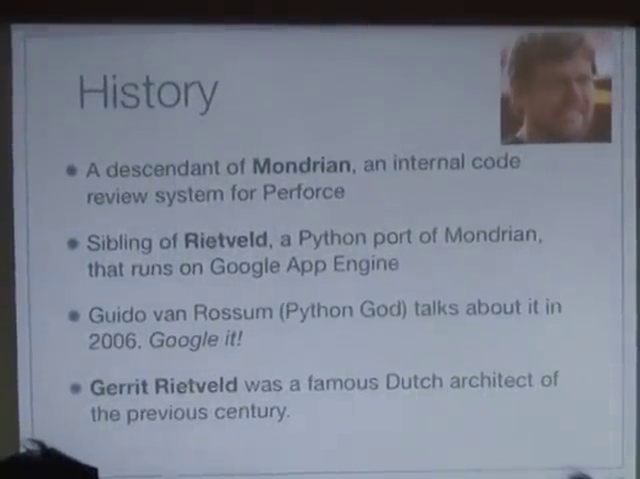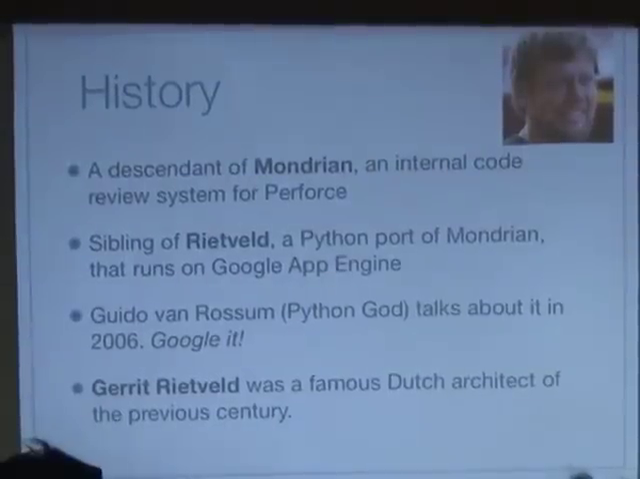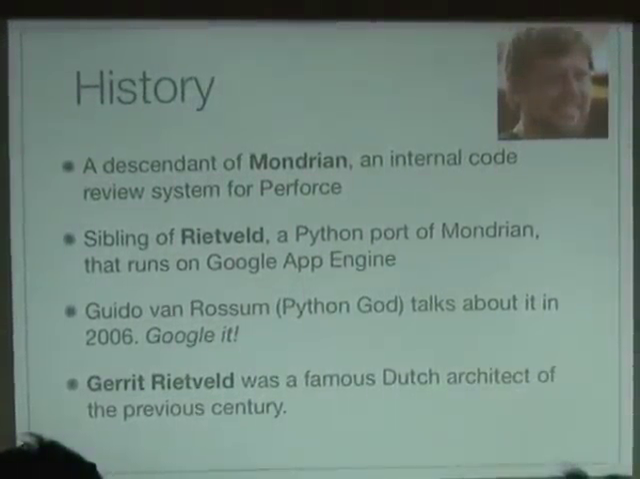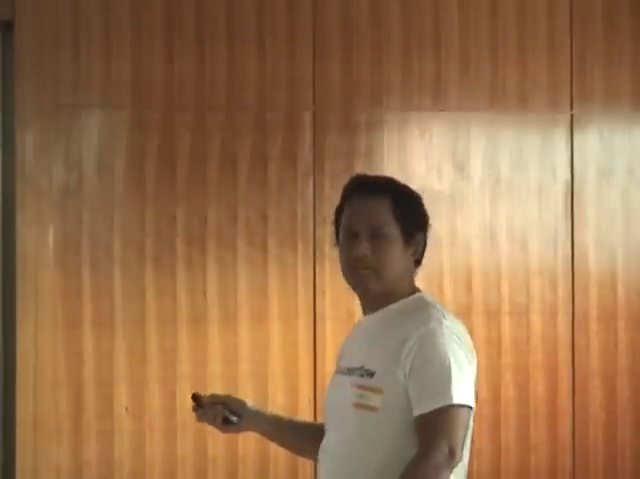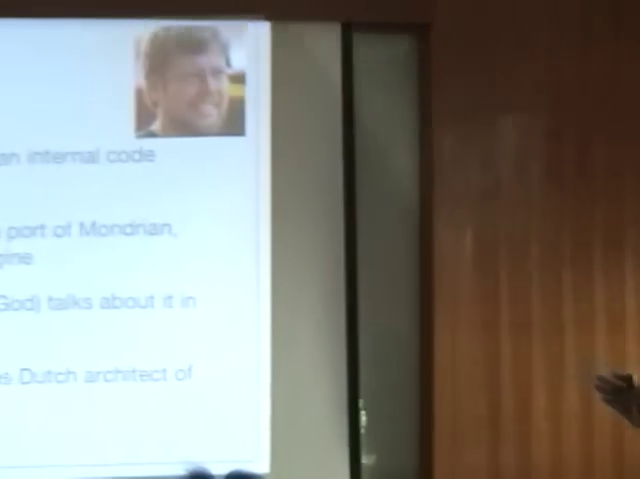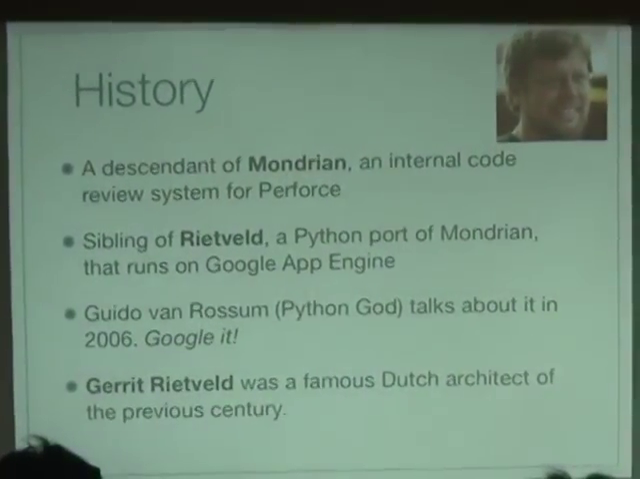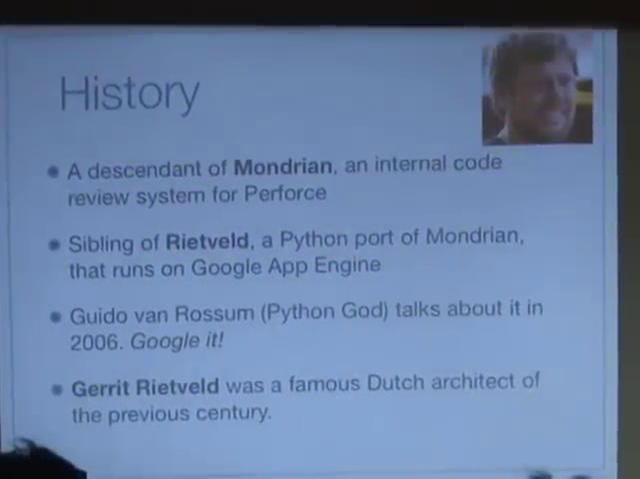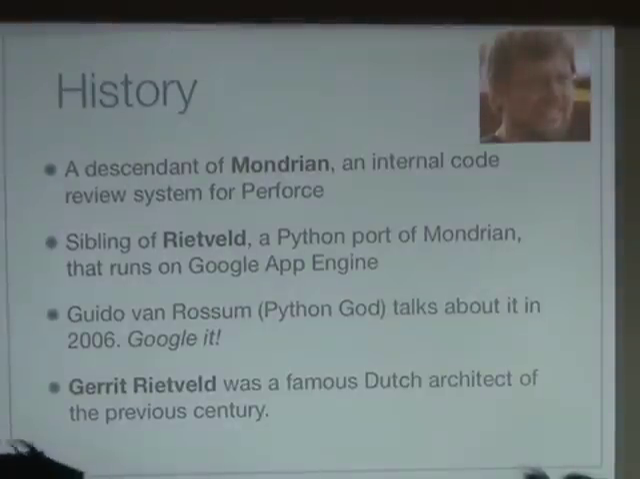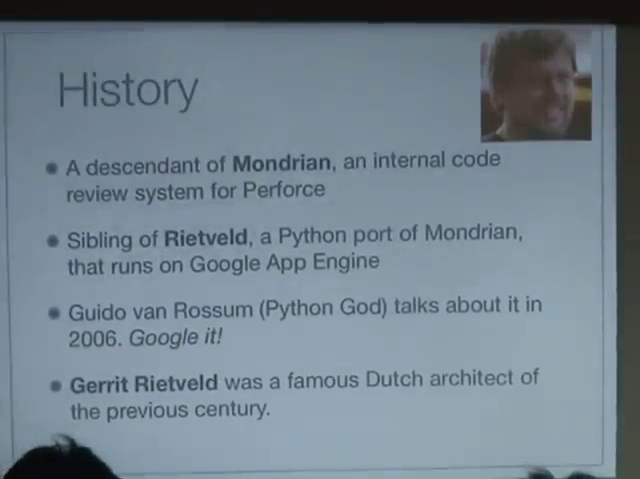The version control system that Android is using is mainly Git. So if you want the features of the Mondrian code review system on Git, that's the reason they developed Gerrit. The name was based on Gerrit Rietveld, a famous Dutch architect from some time ago. I think Guido picked the name, which is also Dutch. So that's a bit of history, and 2006 was when Guido gave his talk.